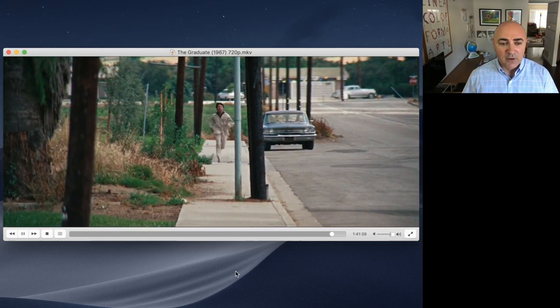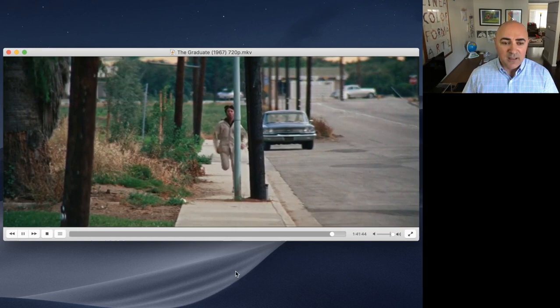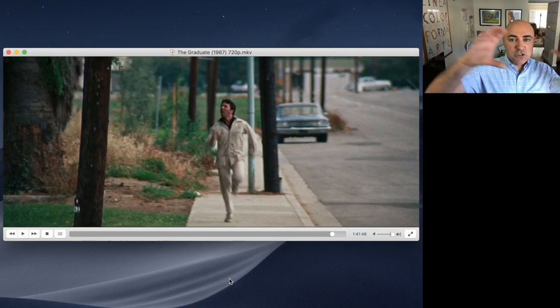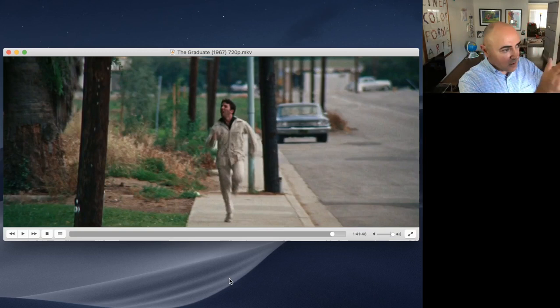He keeps running, but he's not making any progress. He keeps running and running in the same shot. How is that possible? It's a telephoto zoom shot with compressed space. They put the camera very, very far away and then put a giant telescopic lens on it and zoomed in all the way, just as though they're looking at a star. What that does is it focuses on a very small area of space, and it makes it feel like it's much closer.